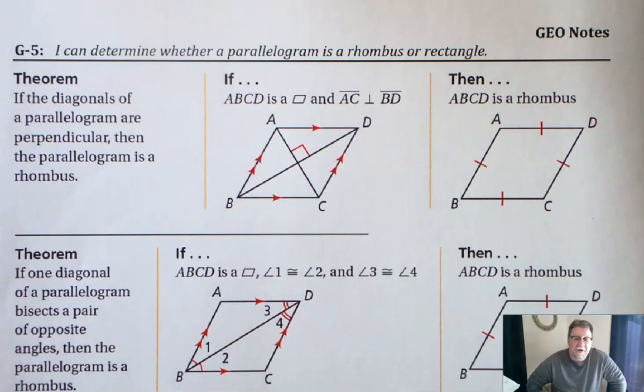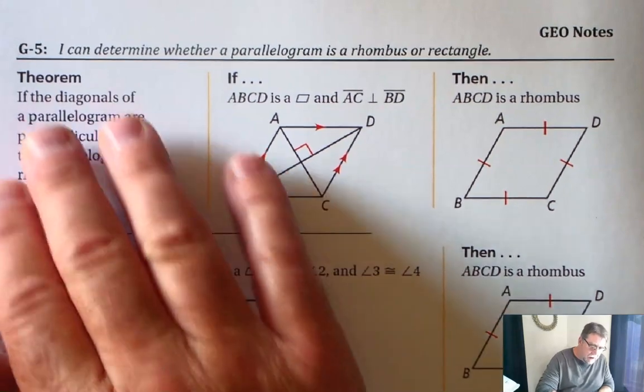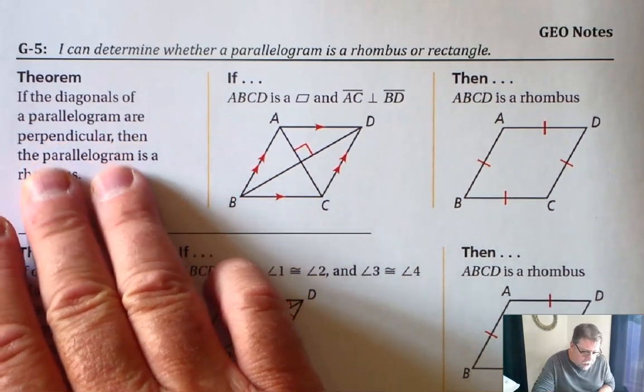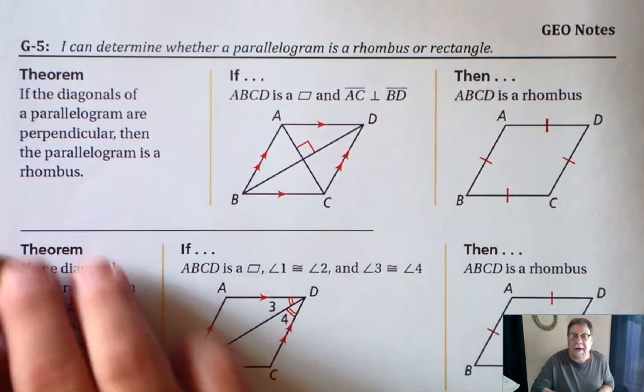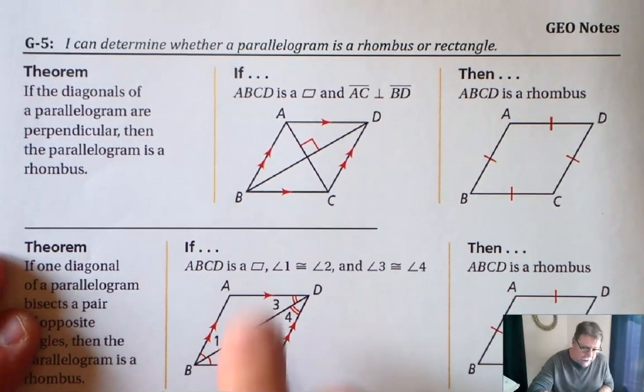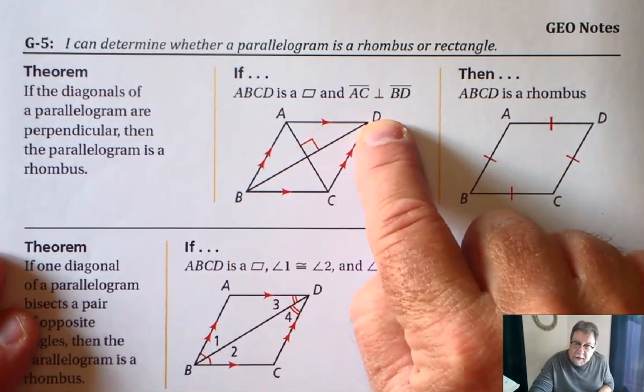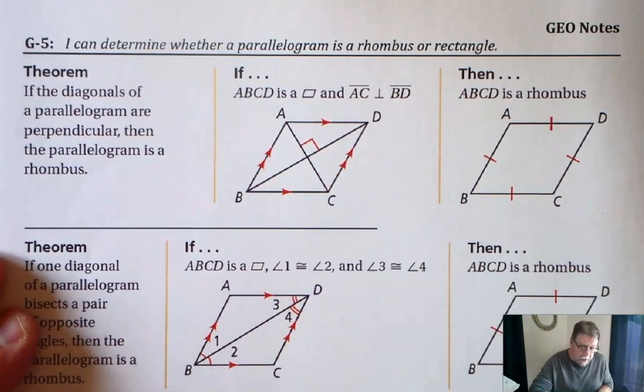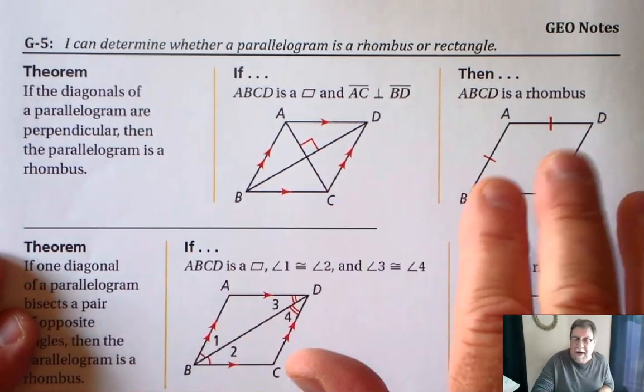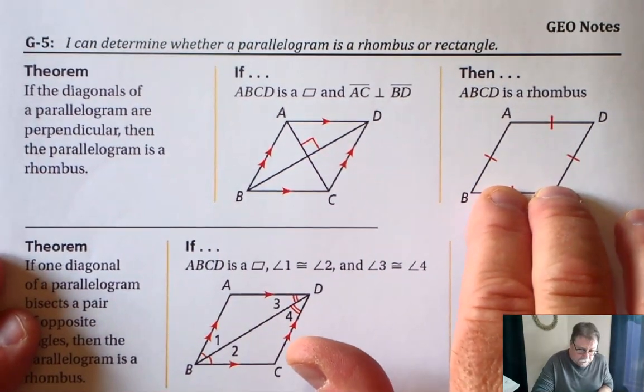We are moving into section G5, and we are still talking about rhombuses and rectangles and squares and determining whether a parallelogram is one. We have some theorems here talking about the properties that we talked about last time. This one says that if the diagonals of a parallelogram are perpendicular, then the parallelogram is a rhombus. We talked about that last time. As soon as we know that the diagonals are perpendicular, we can say that this is a rhombus.